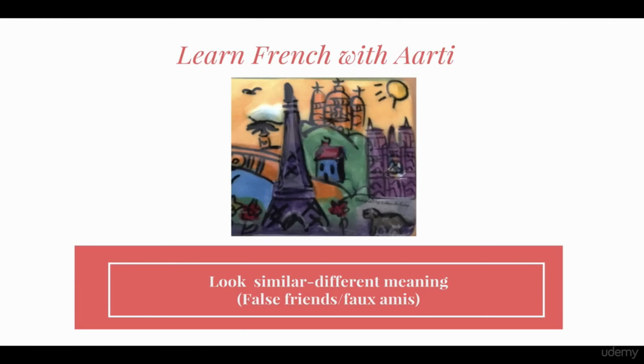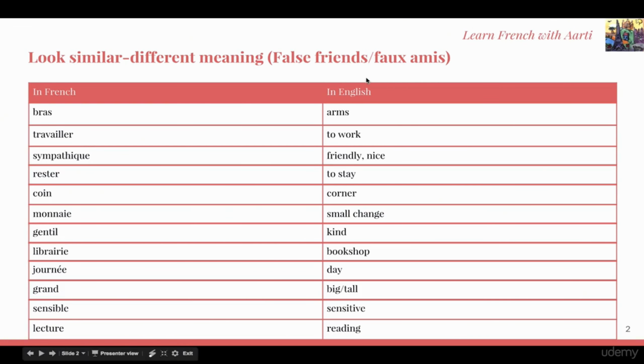Today, we look at false friends or faux amis. These are French words that look the same or similar to English but have a different meaning. Now let's look at that list. We start with bras. No, not Victoria's Secret, but it means arms in French.